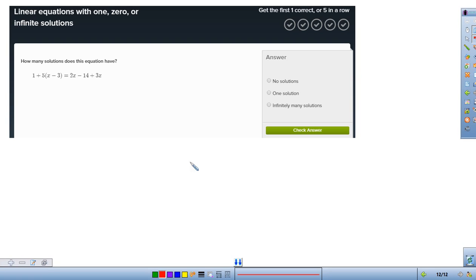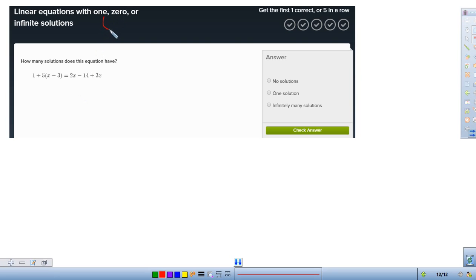Okay, so this one is tricky. We see right away that it's going to ask us about linear equations with 1, 0, or infinite solutions. So we're going to have to figure out if this has only one answer, if it has no possible solutions, or if it has infinite solutions. So let's just go over this.